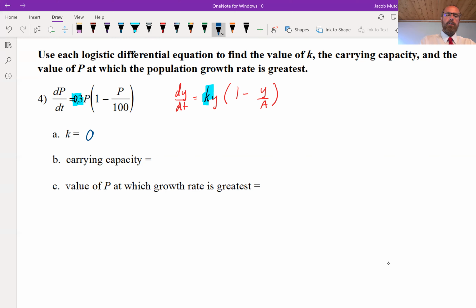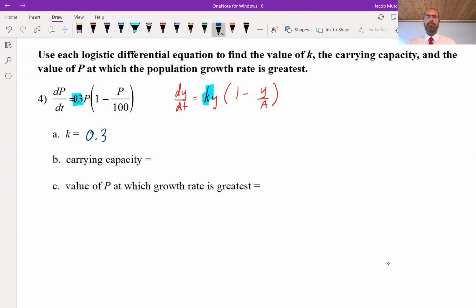We'll fill that in. So our growth rate here is a little less than the first one, 0.3. Same deal with my carrying capacity. I just want to identify where it should be. So it's in the denominator under the population. Carrying capacity here is 100.